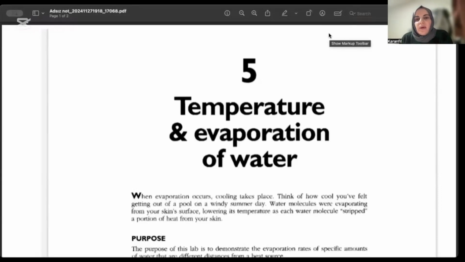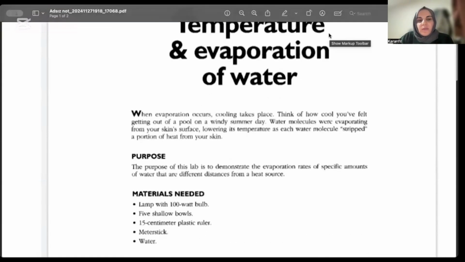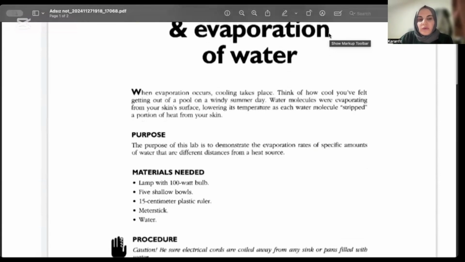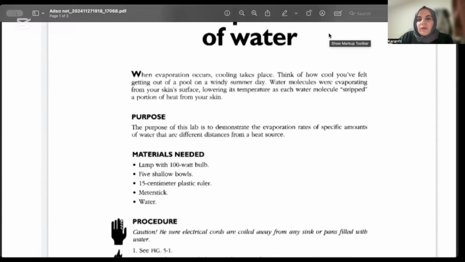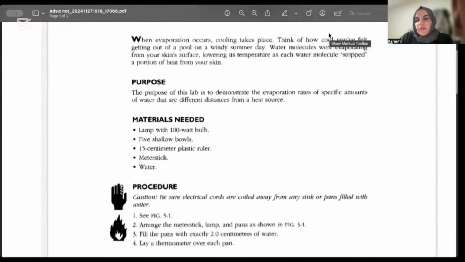I will talk today about my experiment. My experiment name is temperature and evaporation of water. The experiment purpose is to demonstrate the evaporation rates of specific amounts of water that are at different distances from a heat source. I will talk about my experiment parts.